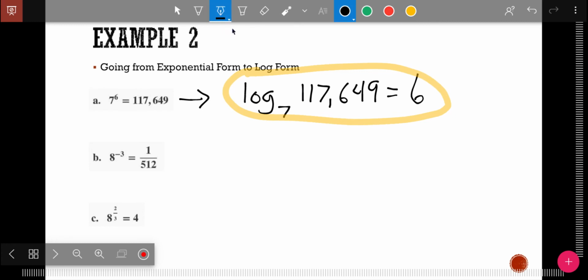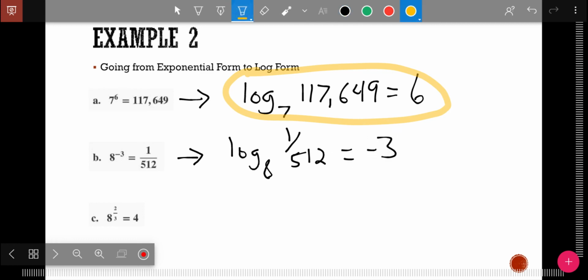The next one down, B, 8 to the negative 3 power equals 1 over 512. So if I want to rewrite that in log form, it's base 8. So log base 8 of 1 over 512 is negative 3. And that's my answer. I'm just switching from exponential form to logarithmic form.